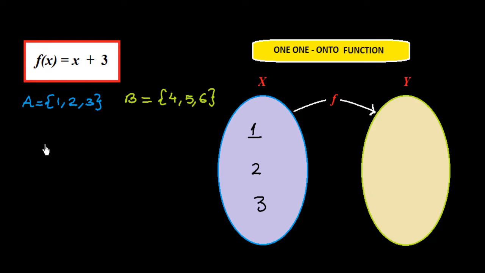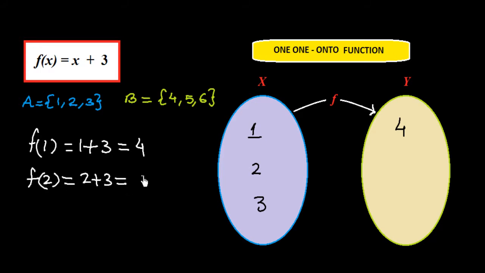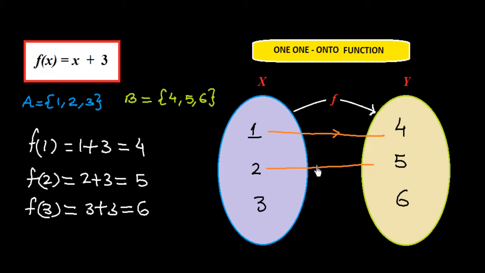If I put 1 in this function, f of 1 is 1 plus 3, which is 4. So I will get 4 here. If I put 2 instead of x, it is 2 plus 3, which is 5. So I get 5 here. If I put f of 3, we have 3 here, 1, 2, 3 we are taking, so it is 3 plus 3, which is equal to 6. We are getting 6 here. So you see the function we are getting: 1 to 4, 2 to 5, and 3 to 6.